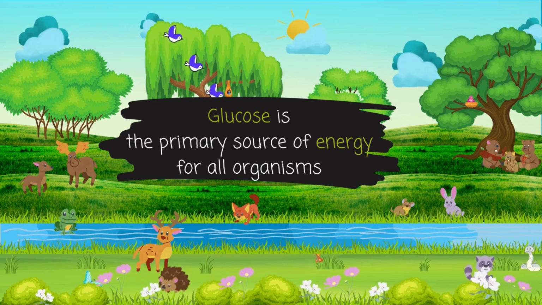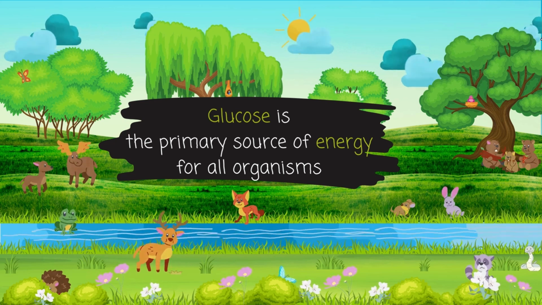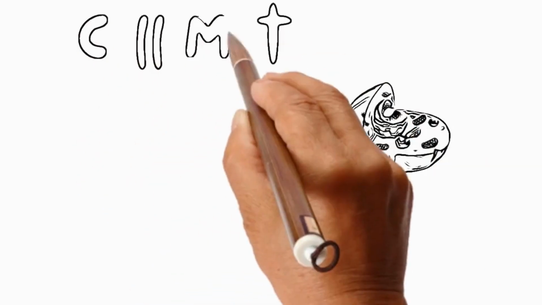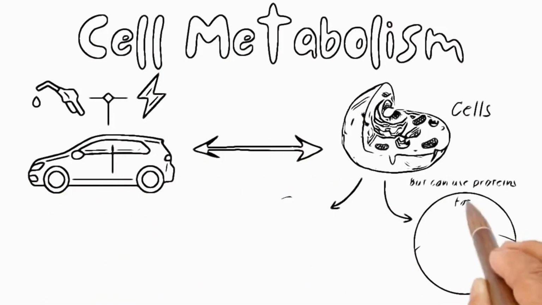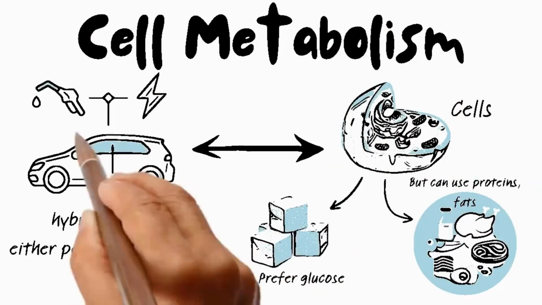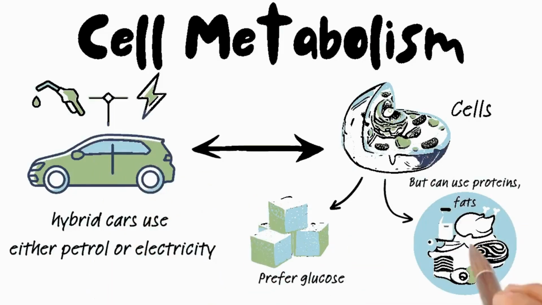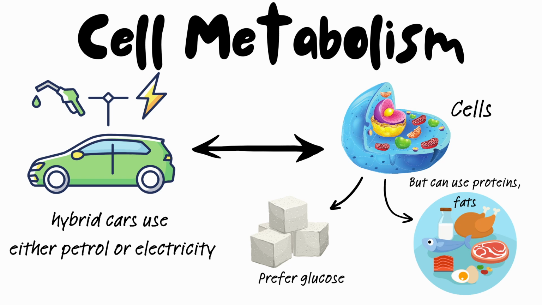Every living organism on the planet, whether it's a plant or a baby or a virus, uses glucose as a primary source of energy. So to avoid complicating this video, let's use the analogy of a car. Most of our cells are like a hybrid car. A hybrid car uses petrol as fuel, but it can also use electricity if it doesn't have any petrol. In the same way, the cells in our bodies rely on glucose as a primary source of energy, but they can also use other sources like protein and fats in the absence of glucose to make energy.